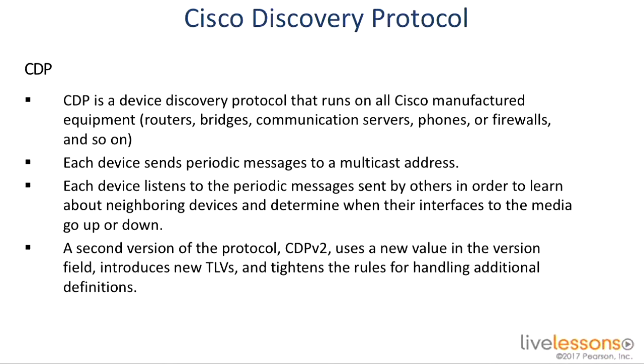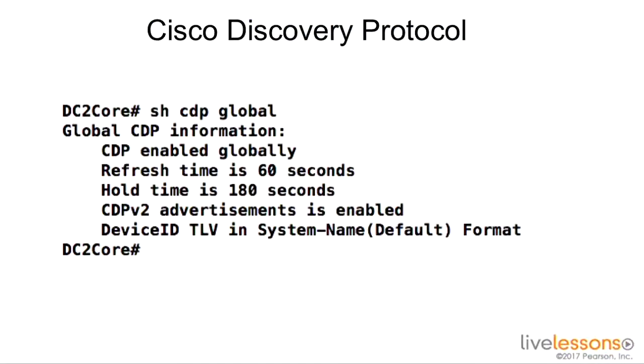A second version of the protocol, CDP version 2, has some new versions and new TLVs, and tightens the rules for handling additional definitions. If we want to see whether or not we're running Cisco Discovery Protocol on a switch, we can run a command called show cdp global.